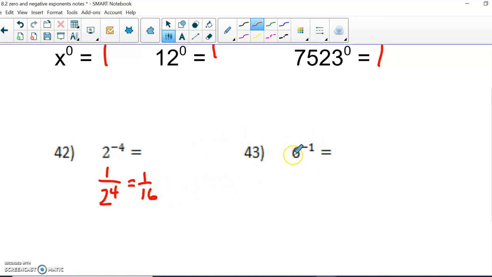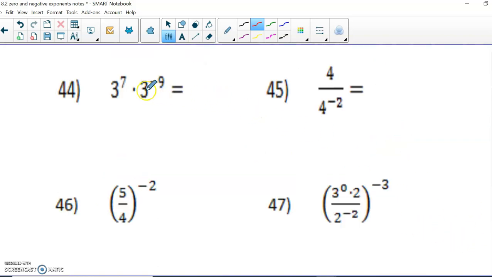And here's another one. 6 to the negative 1: we're going to flip 6 over 1, make it 1 over 6, and now the 1 becomes positive. With an exponent of 1, it doesn't really mean anything, so we don't need to write it. And there we go. Let's get some tricky ones in here.